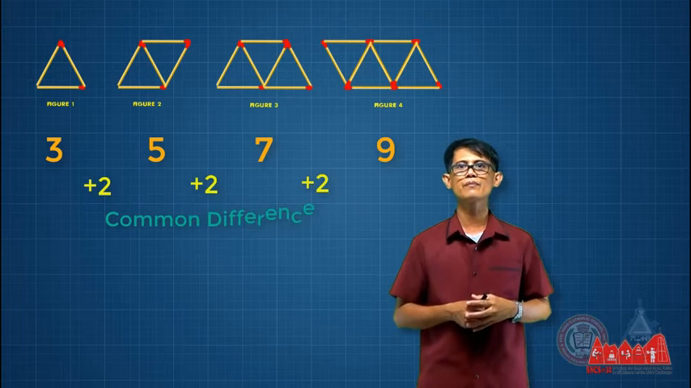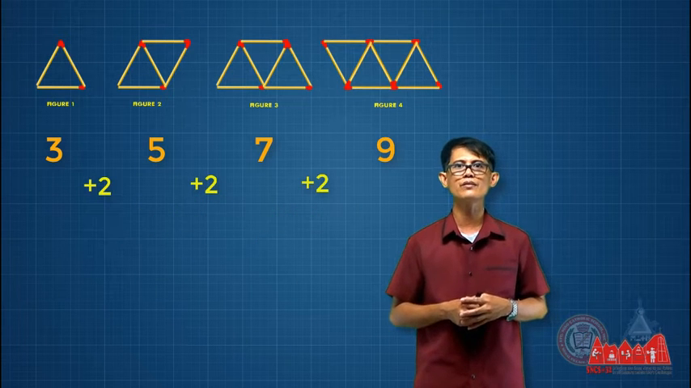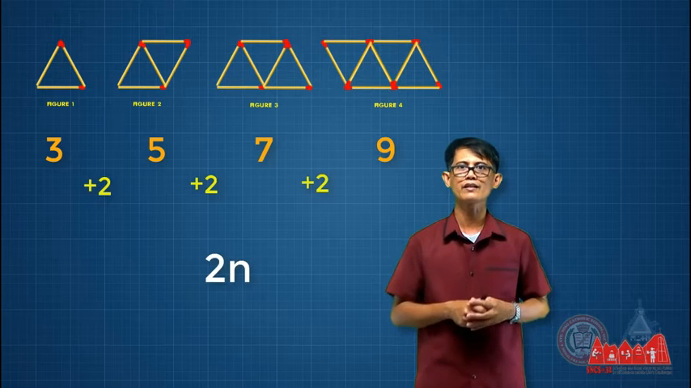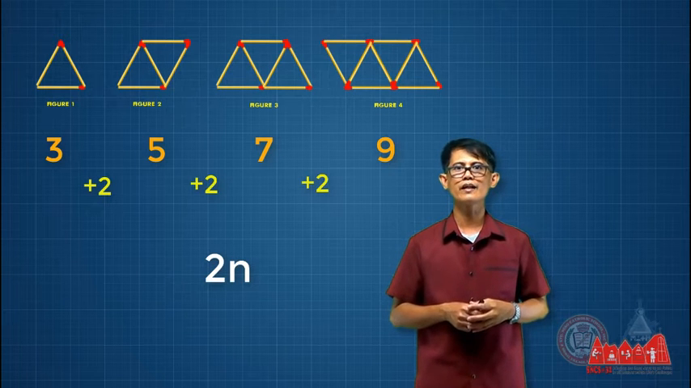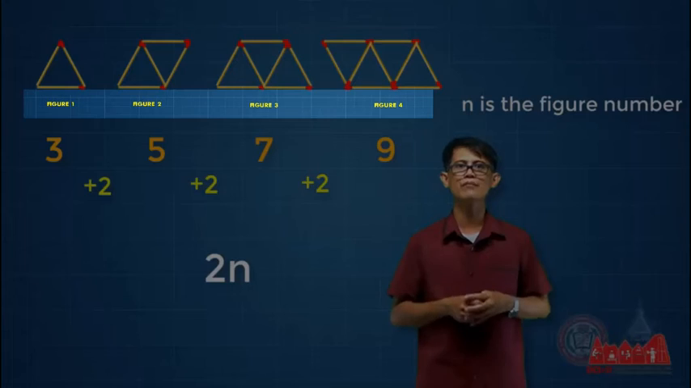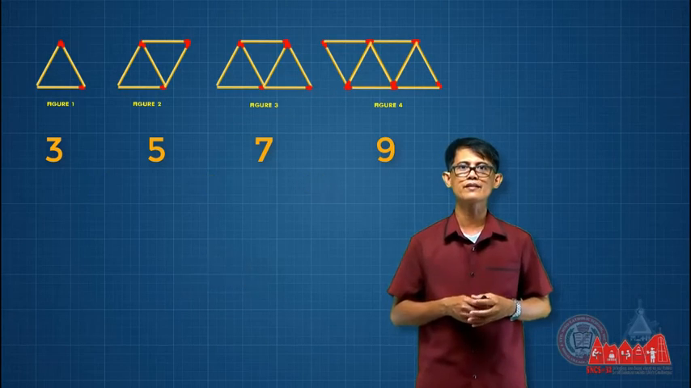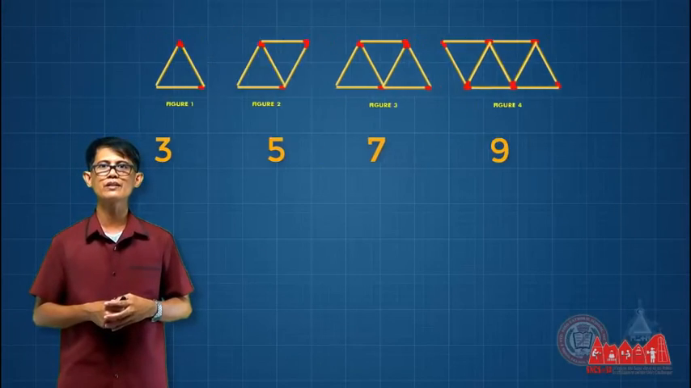So instead of adding 2 repeatedly, why not multiply the figure n, whatever figure you want to teleport, by 2 para diretso, right? To make things clear, n here is the figure number, okay? Not the number of triangles, not the number of matchsticks. So our initial expression is 2n.